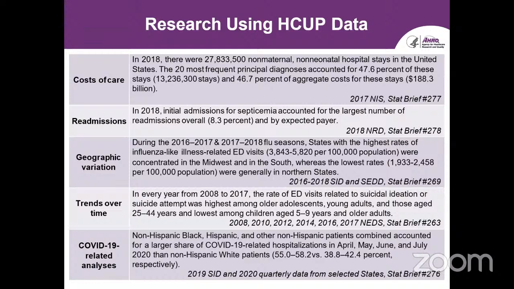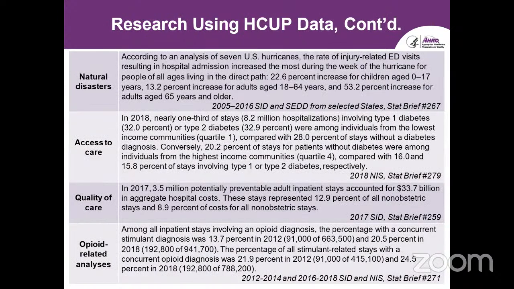The data used in HCUP is used for looking at the cost of care and readmission, geographic variation, trends over time, COVID-19 related analysis, natural disasters, access to care, quality of care, and opioid related analysis.